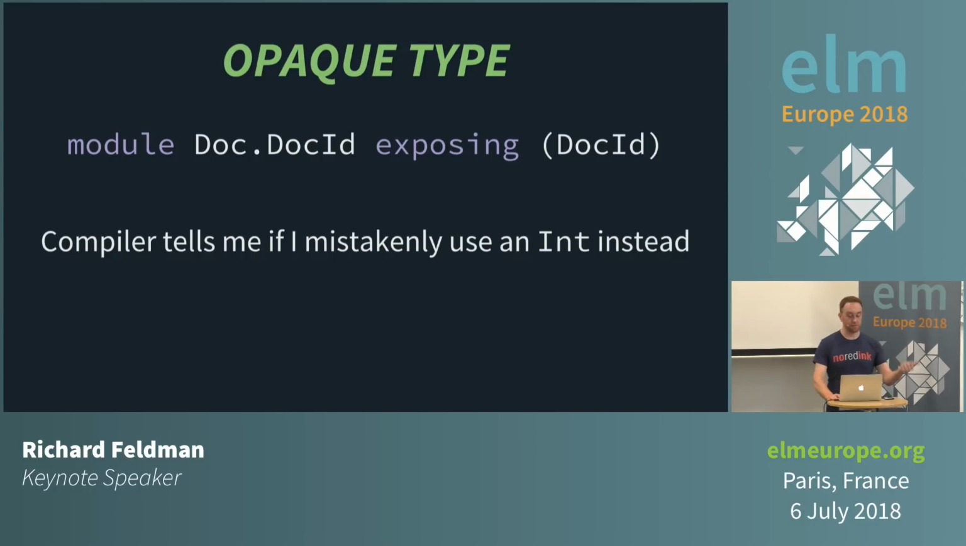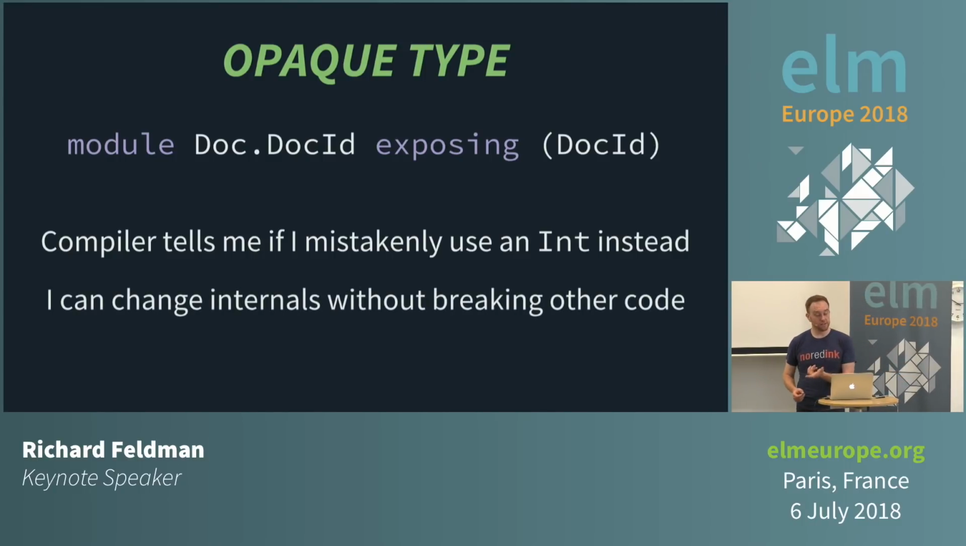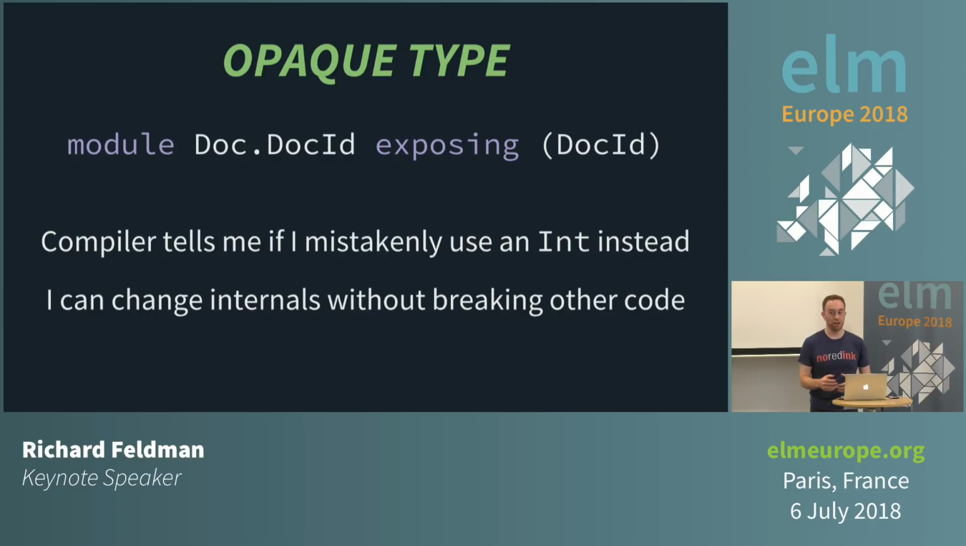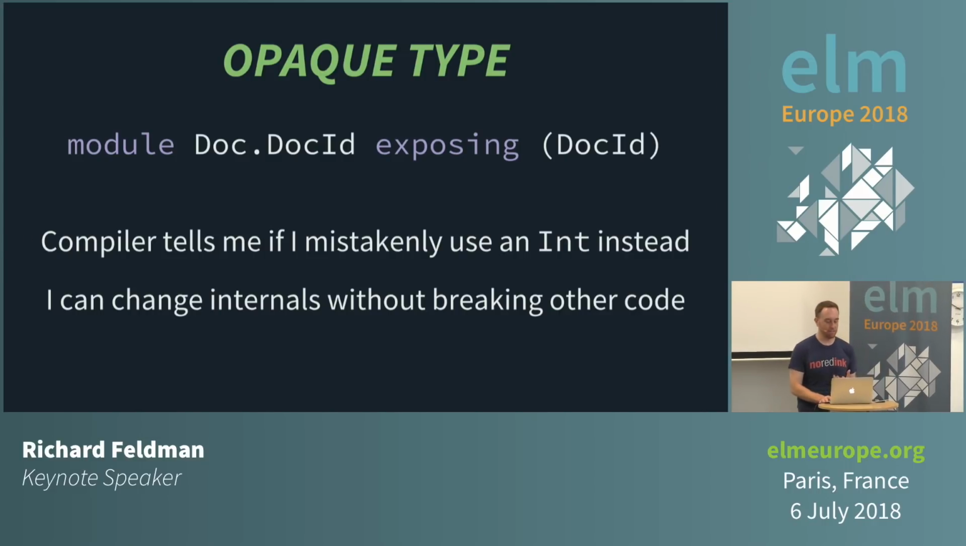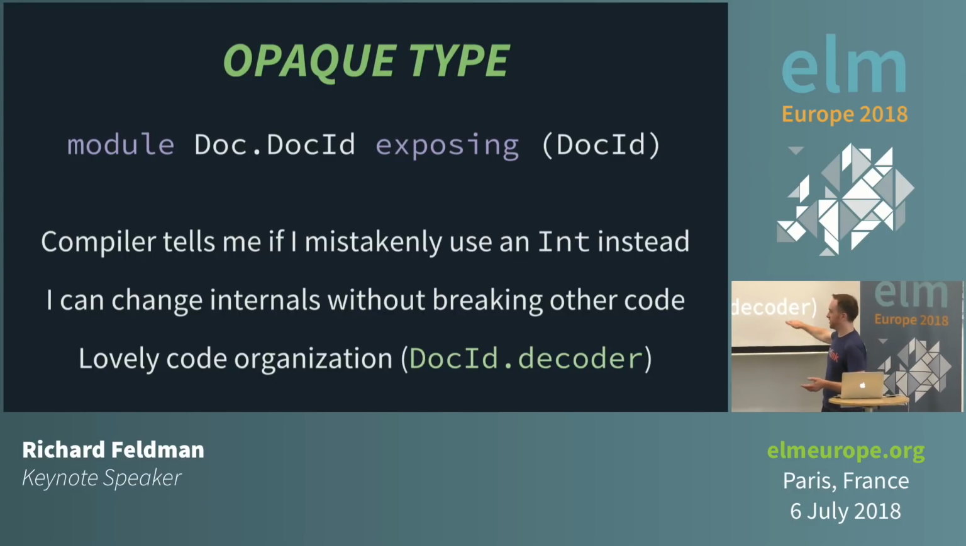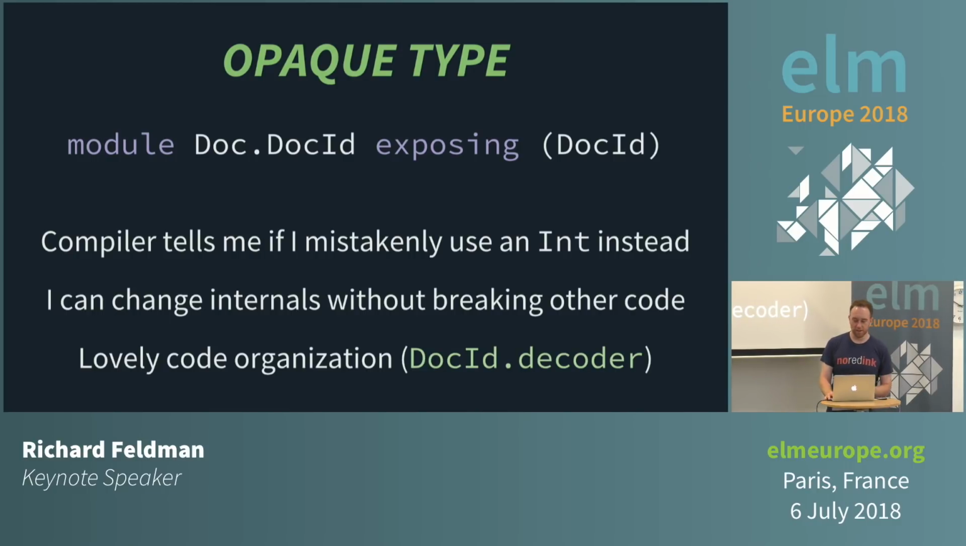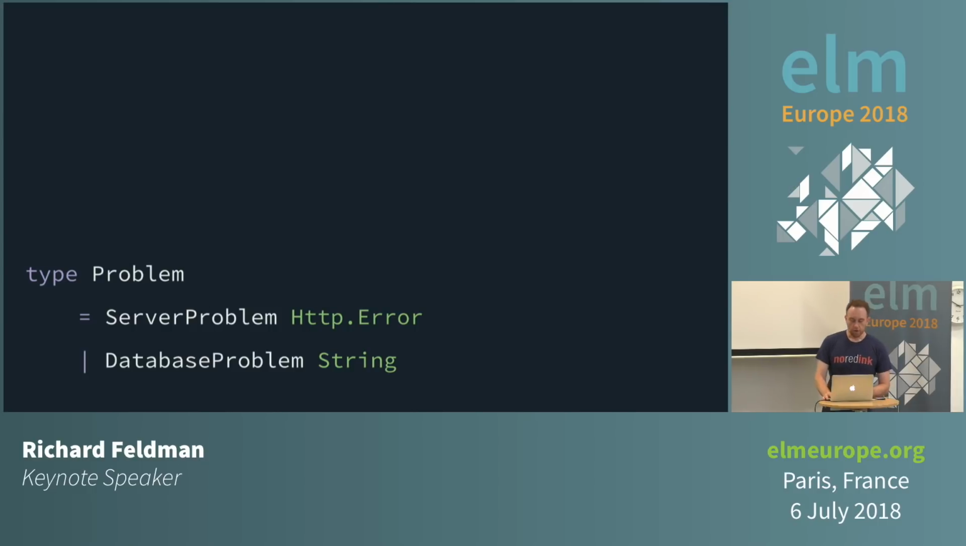To sum up, this tells me if I mistakenly use an int instead, because it's a union type, I can also change the internals without breaking other code. So it's an int right now, but if I end up changing it to a string, which in fact I did end up doing because I wanted to make it a SHA, I can just do that and be completely certain that no other code is depending on that and potentially breaking. Also, I just get this nice code organization, DocID.decoder. That's a very neat way to reference that. Using qualified module names is a really common pattern in Elm.